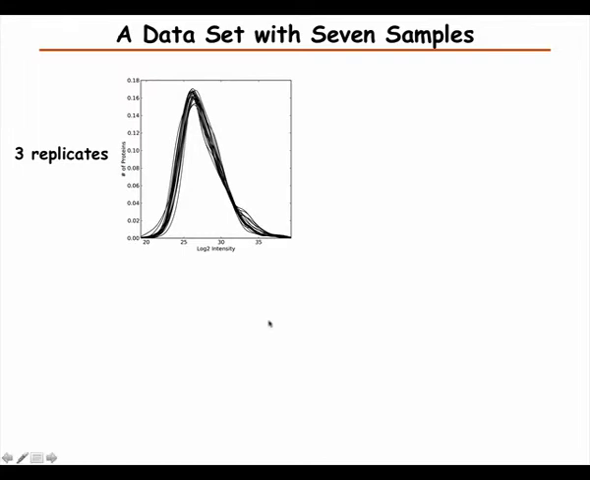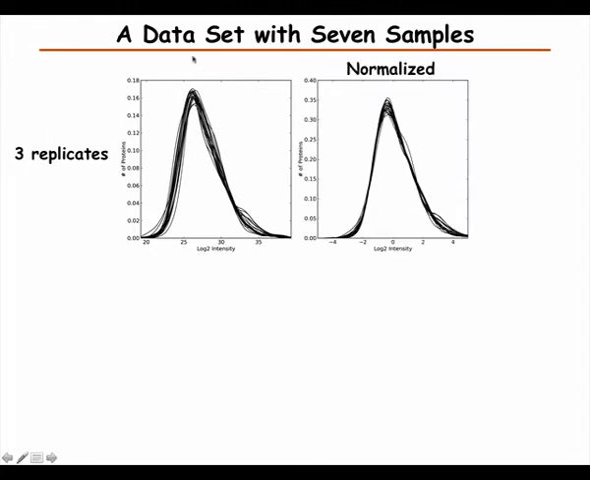So what we can do is to just make, again, a kernel density estimate of the distribution, what the intensities of our measurements are. So here we have shown all the, so these are 21, 3 times 7 curves, and we show that they're reasonably well aligned. But if we normalize it, we can get a better correspondence.